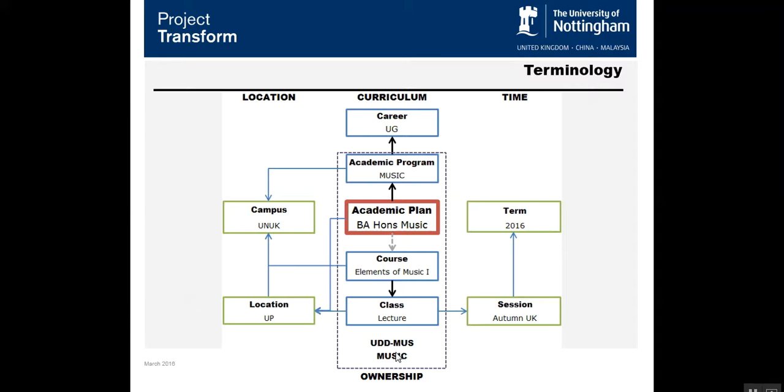And here we've got the owning academic organisation, UDD Muse. So this is the code for an academic organisation. The U is the campus, so UK. DD means department, and Muse is just the abbreviation for music. They're 3 characters. So DD is department, SC would be school, and FY would be faculty.